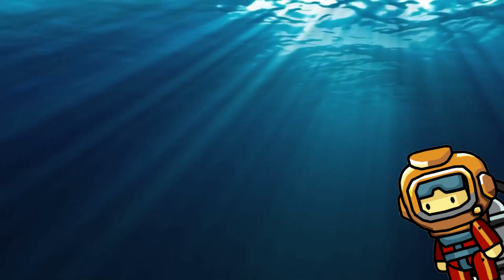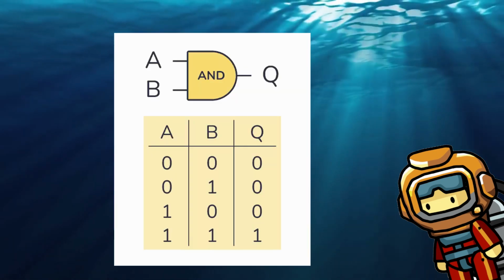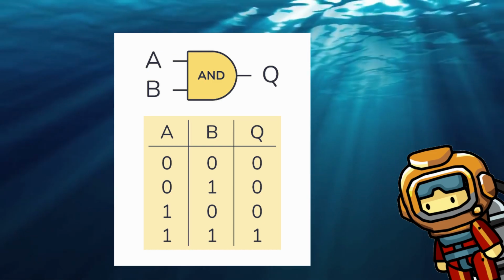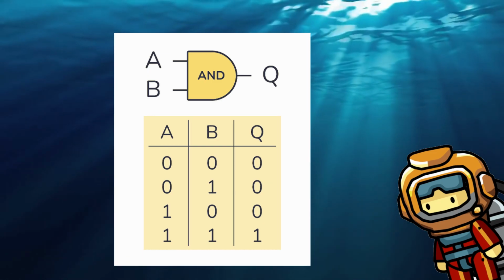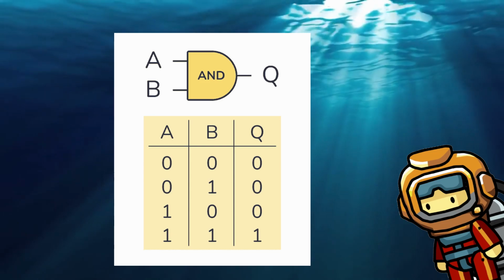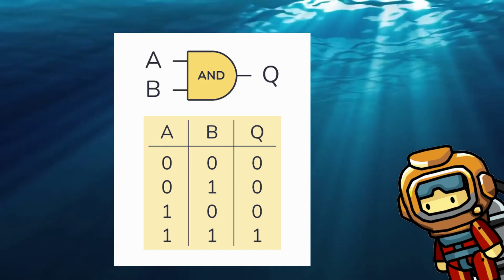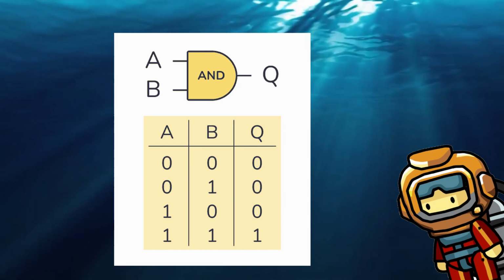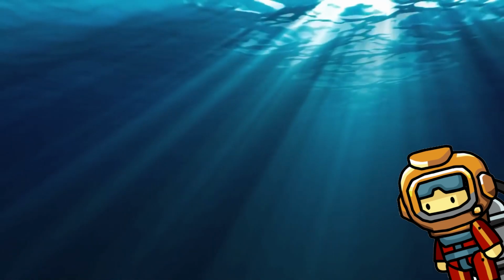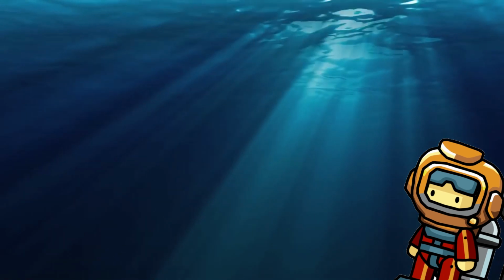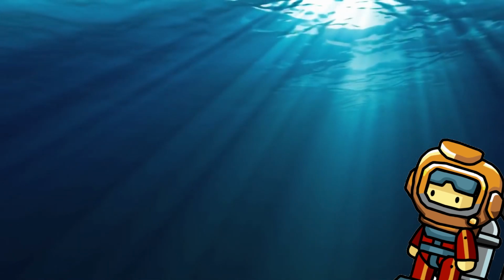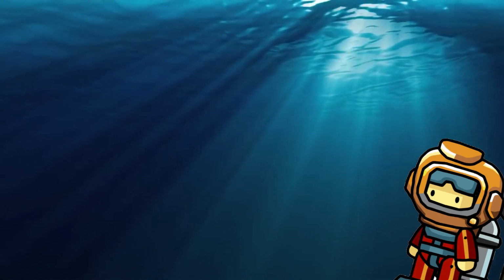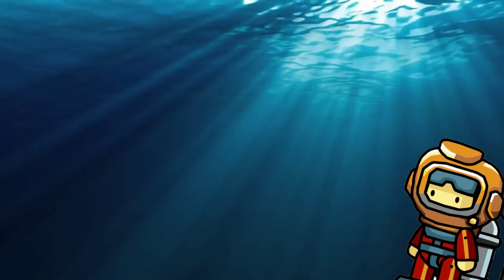AND gates work as a multiplication of sorts, because if you took A and B and substituted the values of 1 and 0, then 0 times 0 gives you 0, 0 times 1 gives you 0, 1 times 0 gives you 0, and lastly 1 times 1 gives you 1. It's the same whether you use an AND gate or multiplication, they both give you the same answers. For an OR gate, we can use the operator of addition.